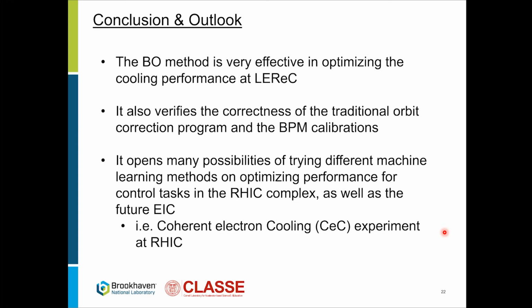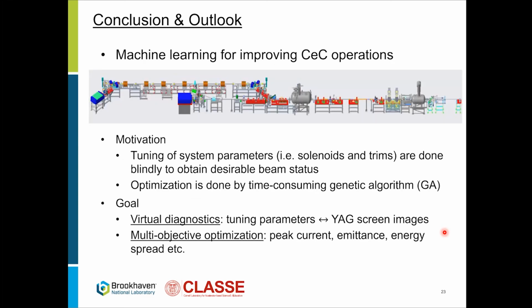It also opens many possibilities of trying different machine learning methods on optimization and performance of the different control tests in both the RHIC complex as well as the future EIC complex. I'll give one example of the outlook, which is what I'm transitioning to doing: the project at the coherent electron cooling experiment at RHIC. Okay, next slide. This is just a brief outlook on what could happen in the future and what can be done in other facilities as well.